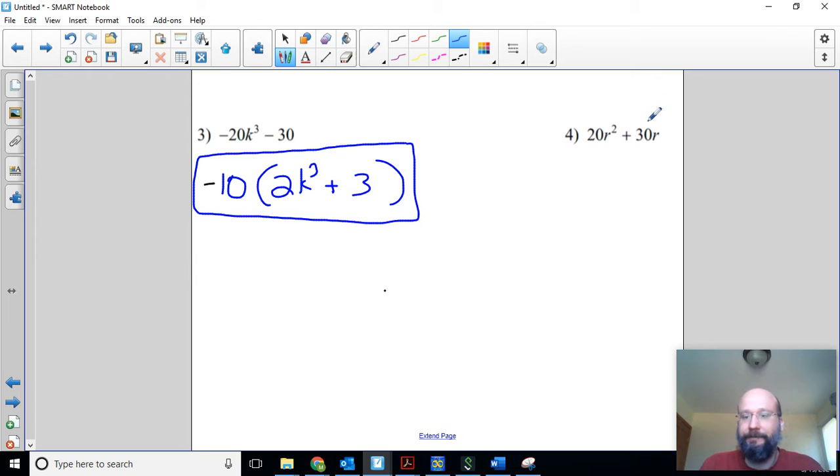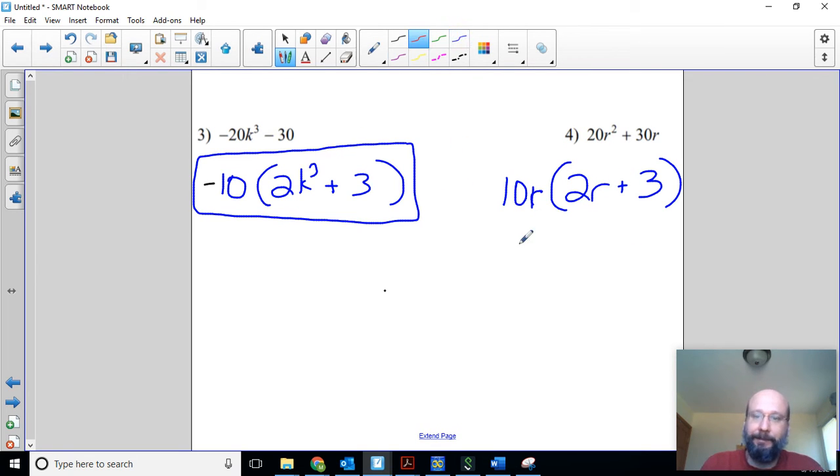So 20 and 30, do the numbers first. That's 10. r squared and r. I can take the smallest variable that's in both, so that would be r. And then I'm going to divide. 20r squared divided by 10r is 2r. 30r divided by 10r is 3. So this is my answer.